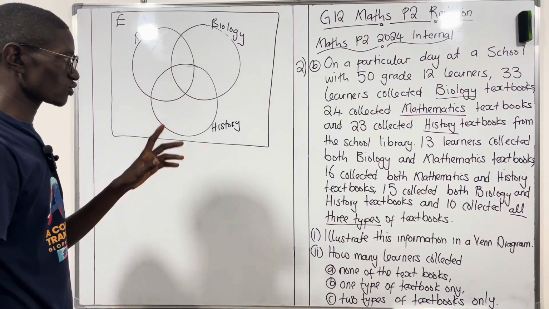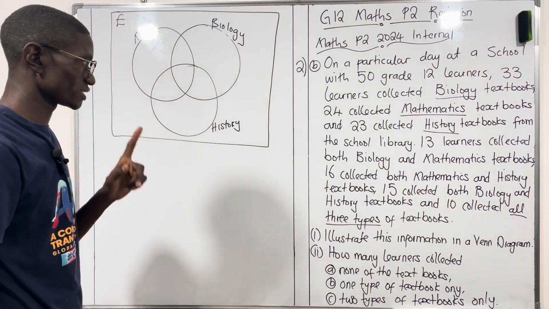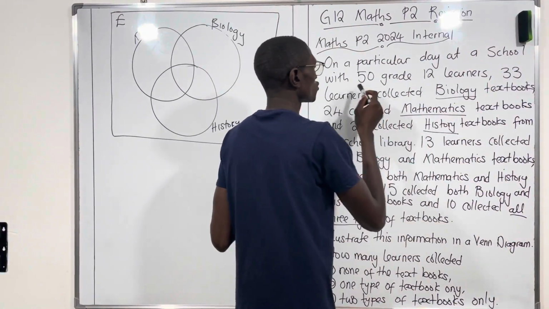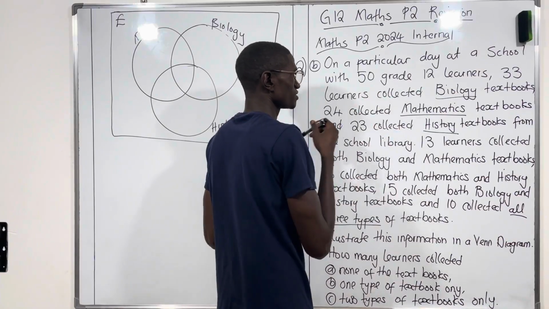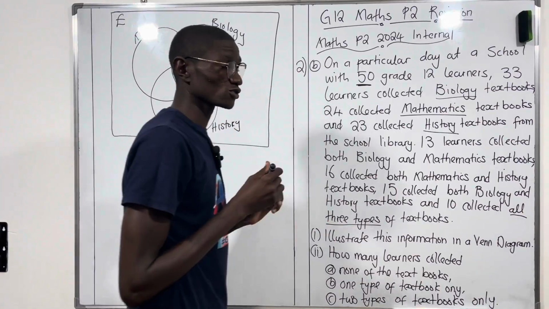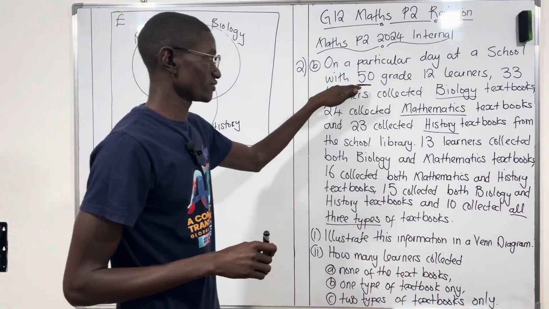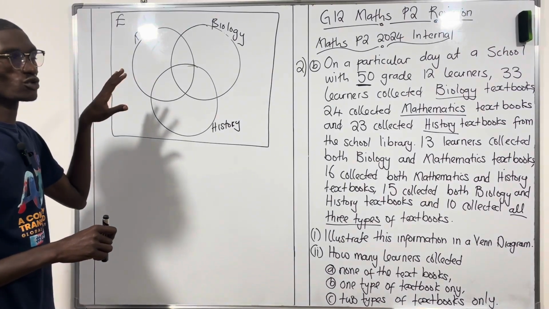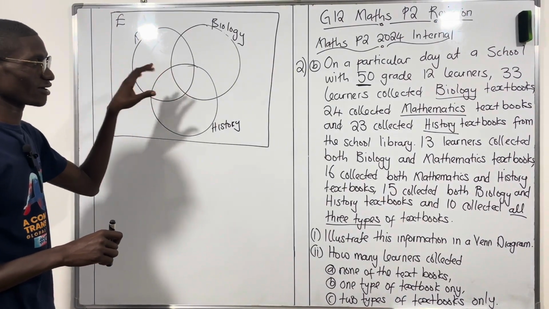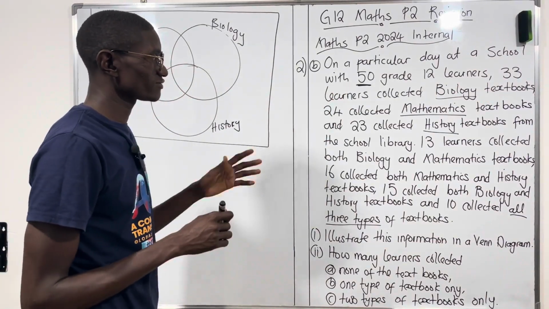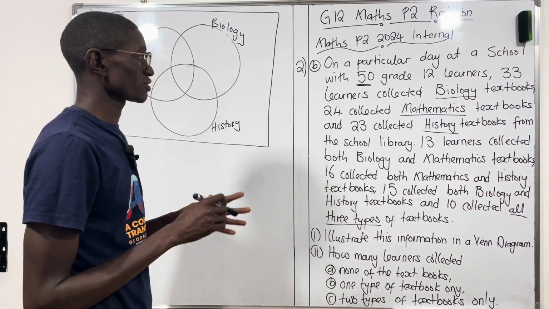Okay? So let's take note of some information here. We're told that on a particular day at a school with 50 grade 12 learners, meaning the total is 50. The total of learners at this school is 50. So once you are done plugging in your values, when you add everything inside the Venn diagram, the total number you should find is 50. If you find any value less than 50 or greater than 50, it means you are wrong somewhere.